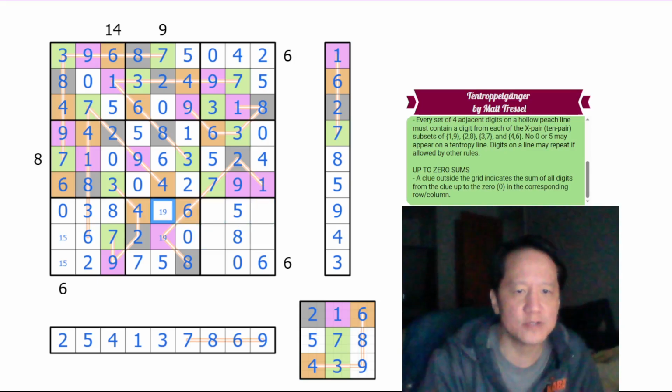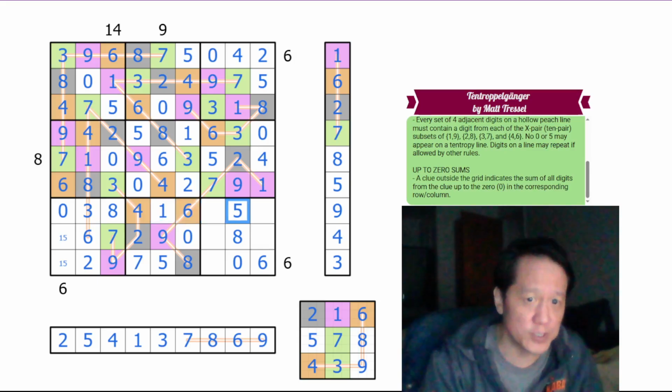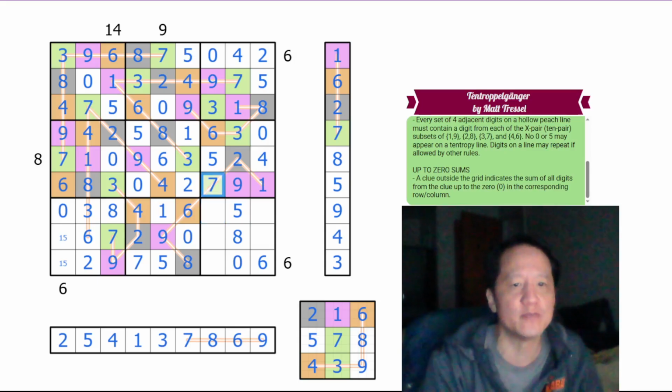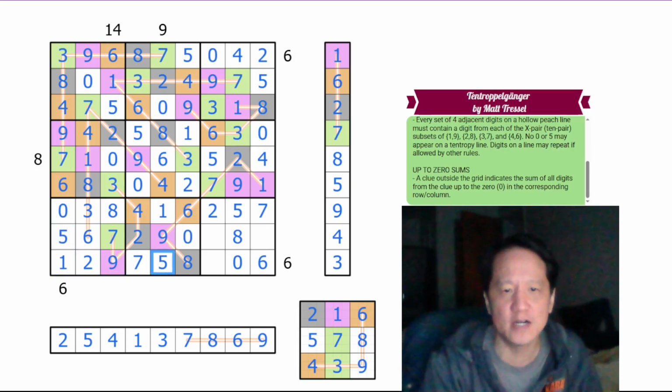9 is missing here, so this can't be 9. That's 1, which makes this 9. Remaining digits in row 7 are 2 and 7. This can't be 7 because of 7 in the column, so that's 2. That's 7. 5 here eliminates 5 here, so it's 1 and 5.